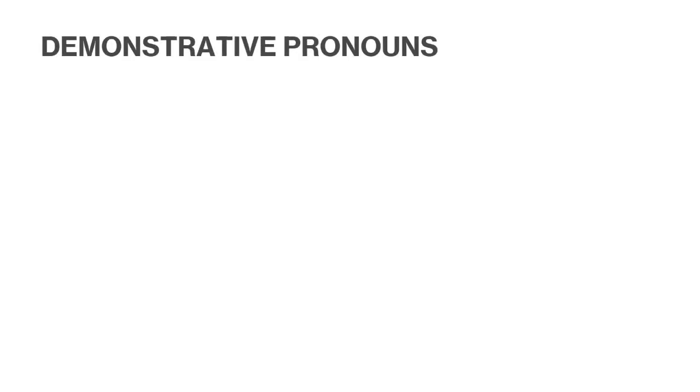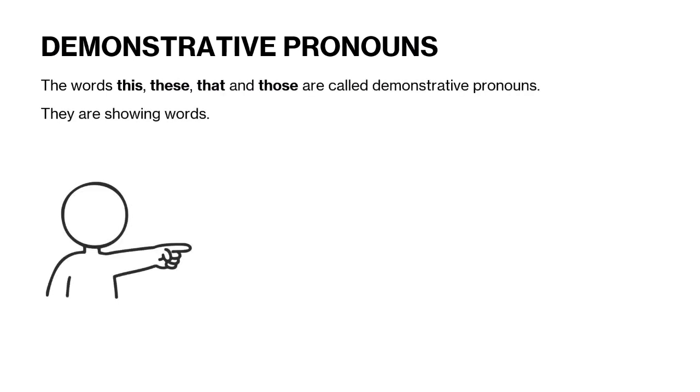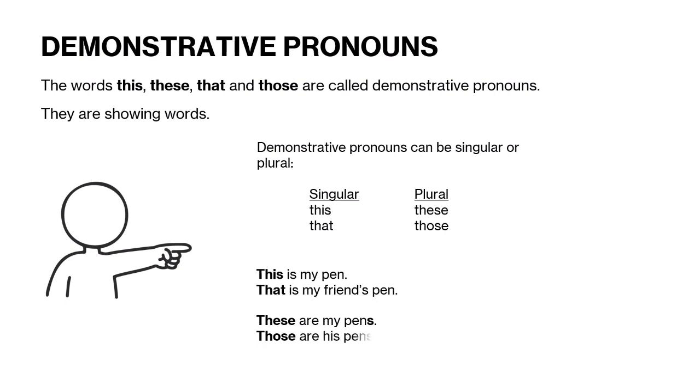Demonstrative pronouns. The words this, these, that, and those are called demonstrative pronouns. They are showing words. Demonstrative pronouns can be singular or plural. This, these, that, those. This is my pen. That is my friend's pen. These are my pens. Those are his pens.